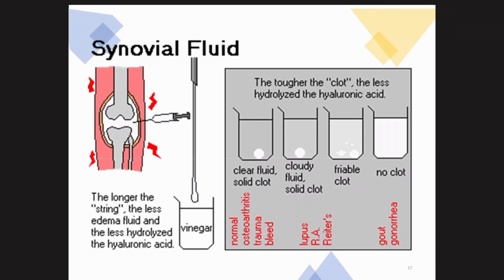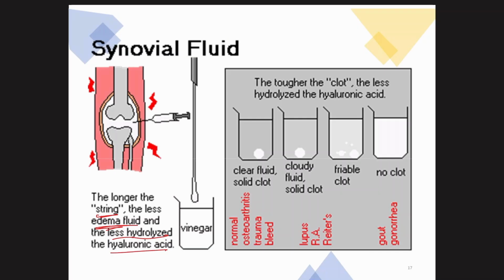So this is what happens with synovial fluids. We talked about the viscosity of that fluid and how the hyaluronate provides the viscosity of the synovial fluid. So the more hyaluronate, the more thick and viscous the fluid is. And we want thick, viscous fluid. It helps with the movement. So when you have the synovial fluid and you just let it drip off the needle, you want to see how long a string it makes. The longer the string, the less edema fluid and the less hydrolyzed the hyaluronic acid is.